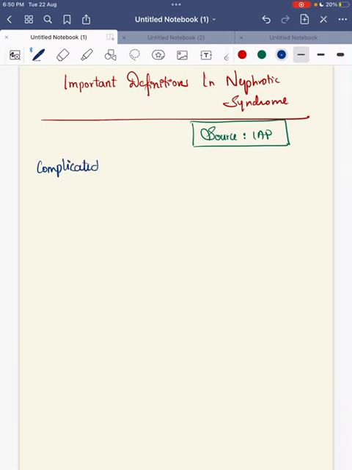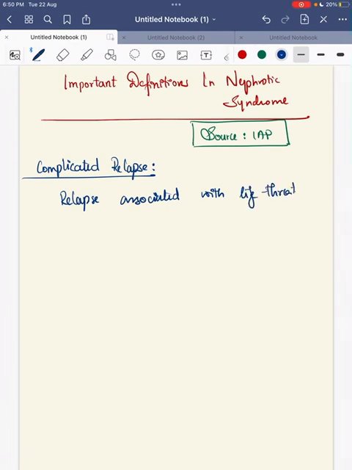Okay. First is complicated relapse. So what is complicated relapse? A relapse associated with life-threatening conditions such as, first one, hypovolemia requiring inpatient treatment.